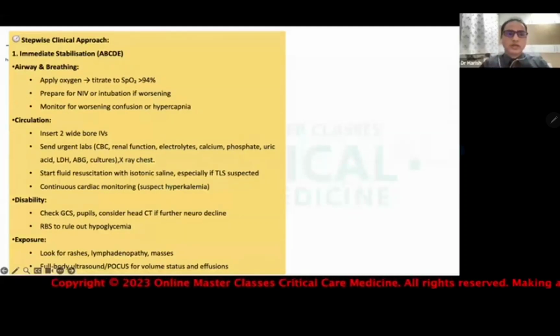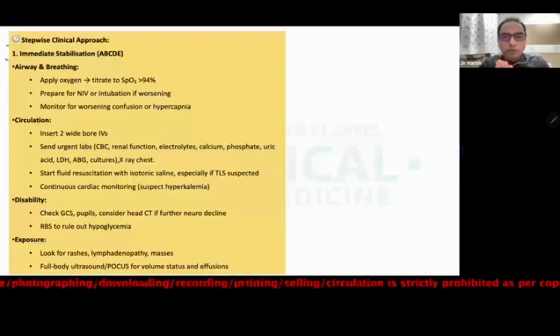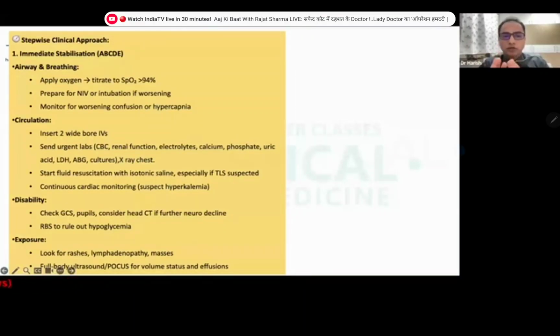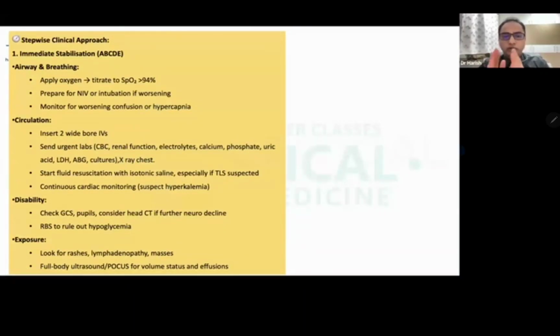So airway and breathing: apply oxygen, which has already been started with nasal oxygen. Prepare for NIV or intubation if the clinical scenario is going to worsen. Monitor for worsening confusion or hypercapnia, in case of some sort of CO2 narcosis. Two wide bore cannulas, as BP is borderline, systolic around 100. Send the labs hand in hand: CBC, renal function test including creatinine, urea, serum electrolytes, sodium, potassium, calcium, magnesium, phosphorus, uric acid, LDH. Do an ABG, and send cultures because there is a fever history.